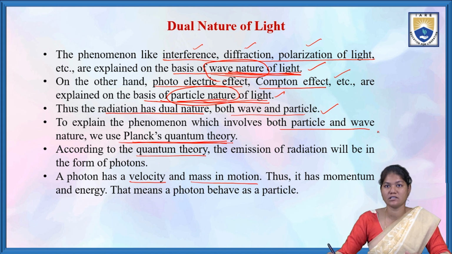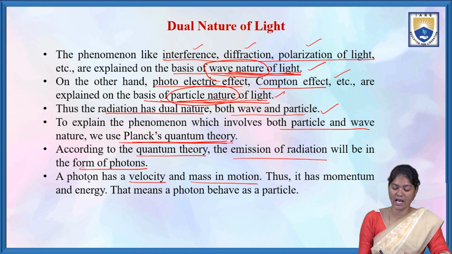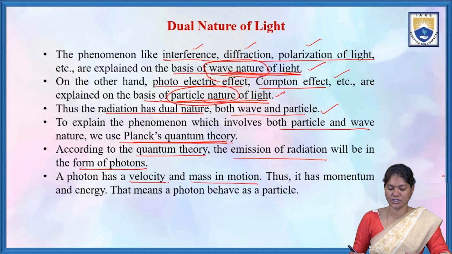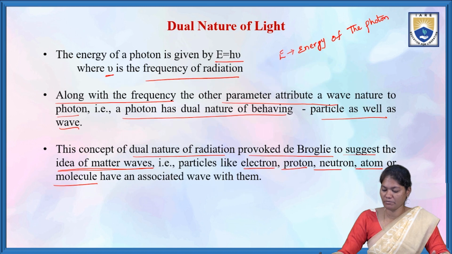To explain this dual property, wave nature and particle nature, we use Planck's quantum theory. What does Planck's quantum theory tell? According to the quantum theory, the emission of radiation is in the form of photons. A photon has velocity and mass in motion, so it has momentum and energy. So a photon behaves as a particle.